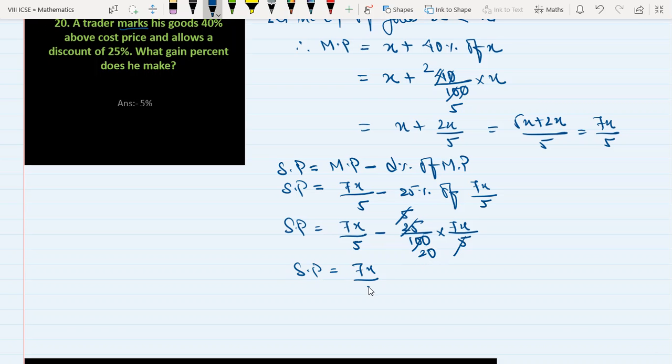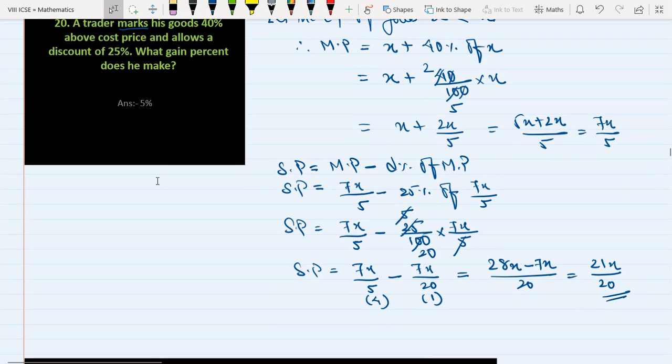So 7x by 5 minus 7x by 20. Okay, so I have to take LCM and simplify this. 7 4s are 28x minus 7x by 20, that is 21x by 20. Okay, so this is the selling price. I've got the selling price.